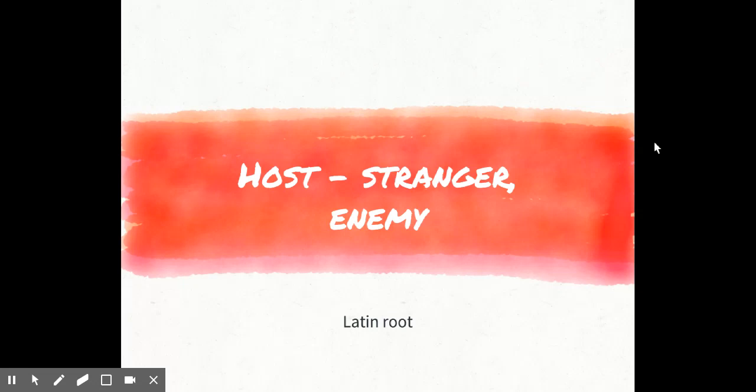Let's just review our roots and what they mean. So your first one is host, which means stranger or enemy and is a Latin root. Hosp means guest. This is also a Latin root. And onym means name, and this is a Greek root.